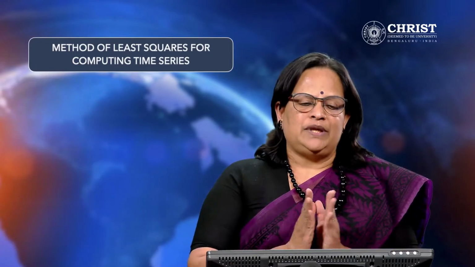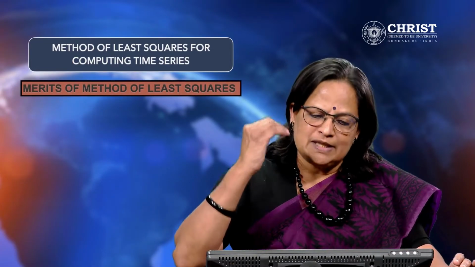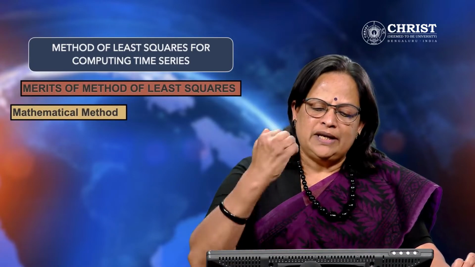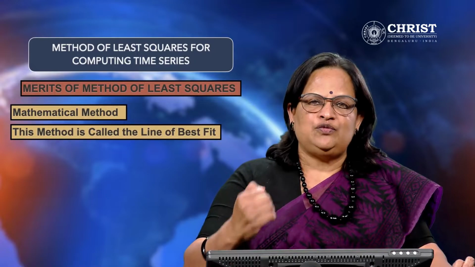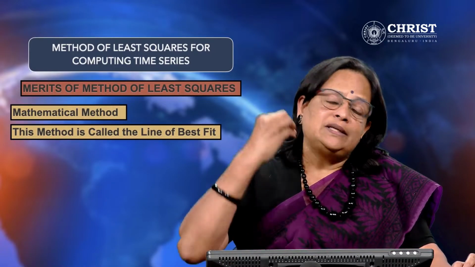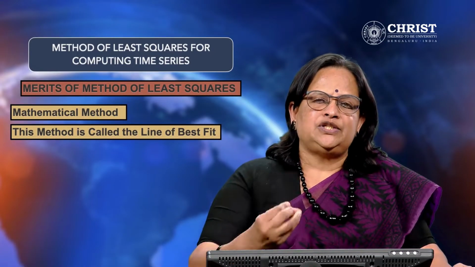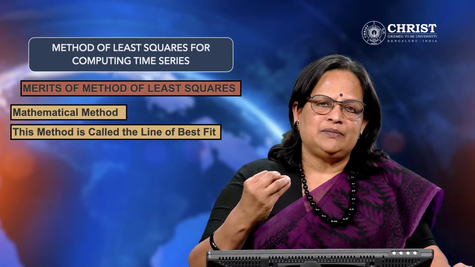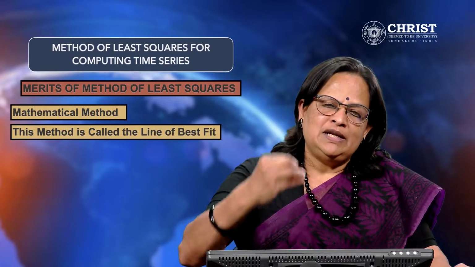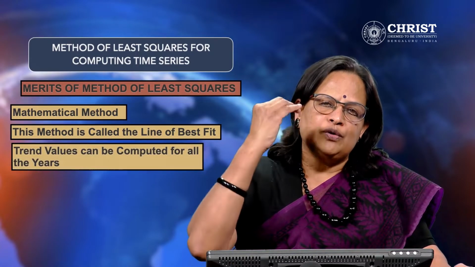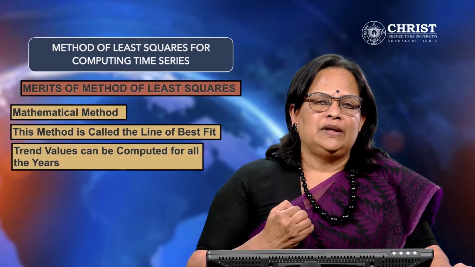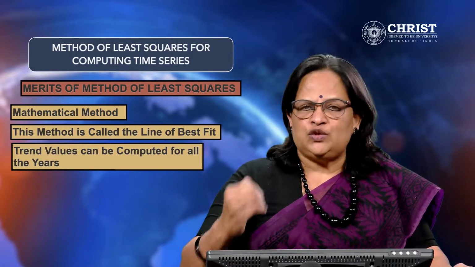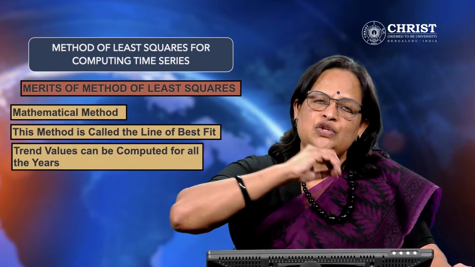Now, merits of the method of least squares. First, it's a mathematical method. It is easy to compute, as I told you, and this method is called the line of best fit. The most important thing is that with other methods of time series, we are not able to predict all the values for trend. Whereas in this method, we get the predictions for all the years given in the question. That is another advantage. If you draw a graph also, you will get a straight line.